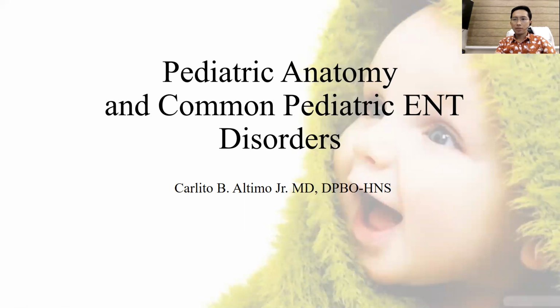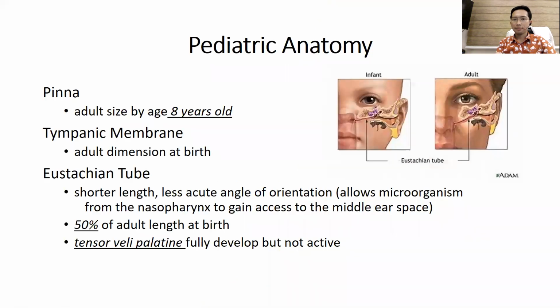So I am tasked to present to you a basic pediatric anatomy and common pediatric ENT disorders. So first, the pinna, also known as the ear. It is adult size by the age of 8 years old. And the tympanic membrane, or the eardrum, is in adult dimension at birth.